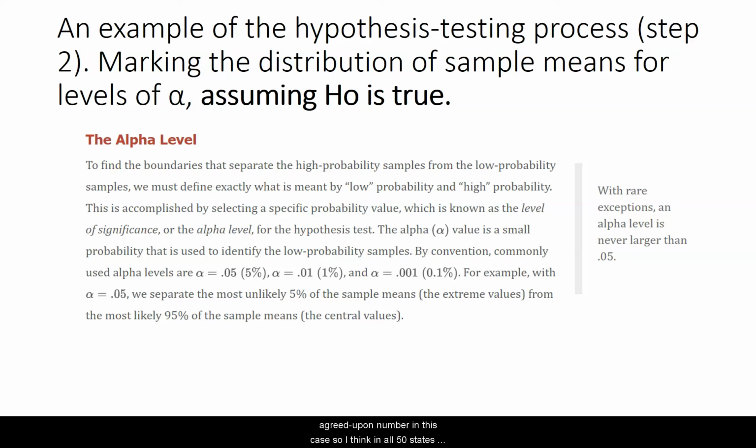By convention, and what they mean by convention is just a widely agreed upon number in this case. So I think in all 50 states now, although it was different in the 1980s, the drinking age is 21. When I was young, the drinking age was, I think, 19 in Wisconsin and Ohio or something silly. But because we're just all on the same page, is what that means.